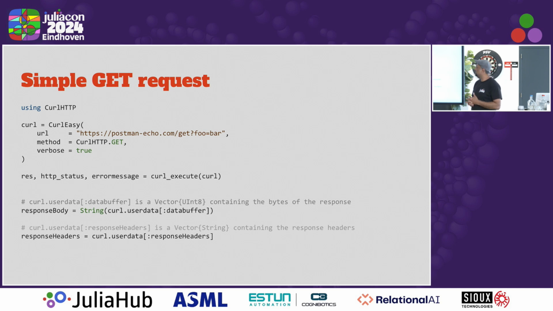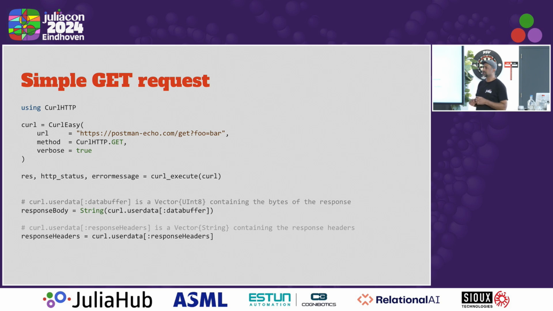So how do we do a simple GET request in CurlHTTP? Pretty straightforward. First, using CurlHTTP. Then we initialize the object. So curl_easy, give it a URL, give it the method. Default method is get. And by default, verbose is false. You can set it to true to see more of what it's doing. So it'll print out all the messages that are being sent or received over the wire. And then you call curl_execute. And it returns a tuple of 3 elements, the response, which is a curl specific message.